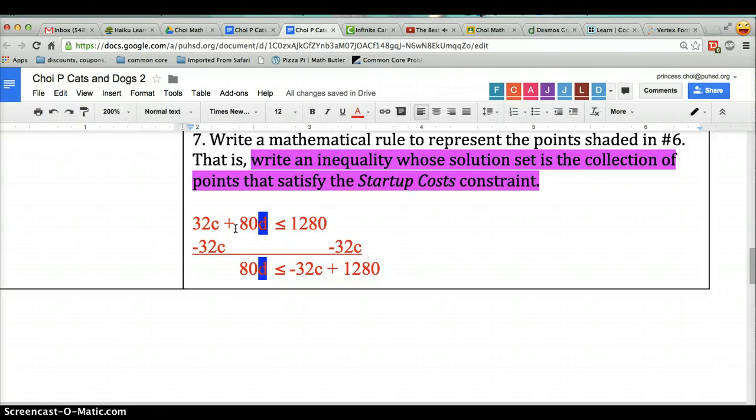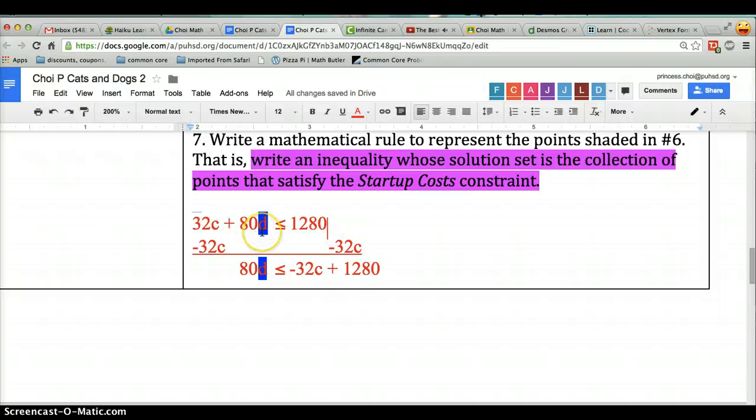The red obviously is our answer, right? So 32C plus 80D, because that's how much it costs. $32 for the cat pens and $80 for the dog runs, right? That had to be equal to or less than $1,280, because if it costs less than that amount, we're good, right? So remember, this is just like the chapter 1 question number 3, okay?